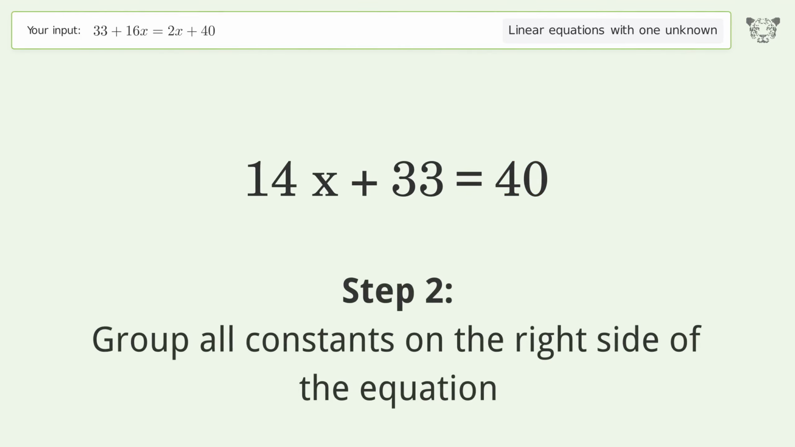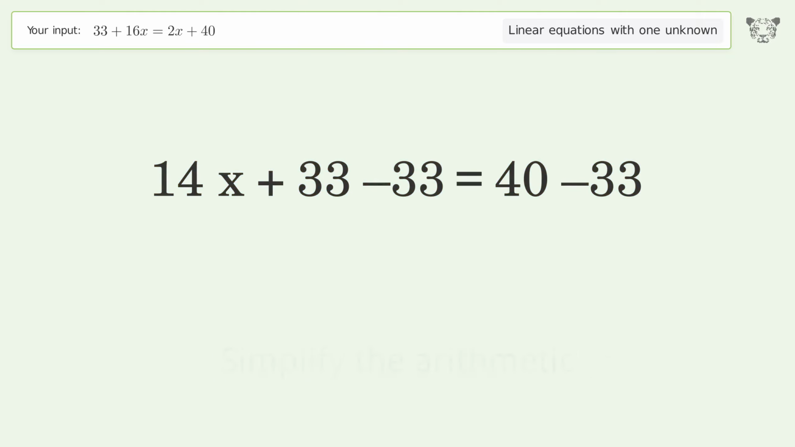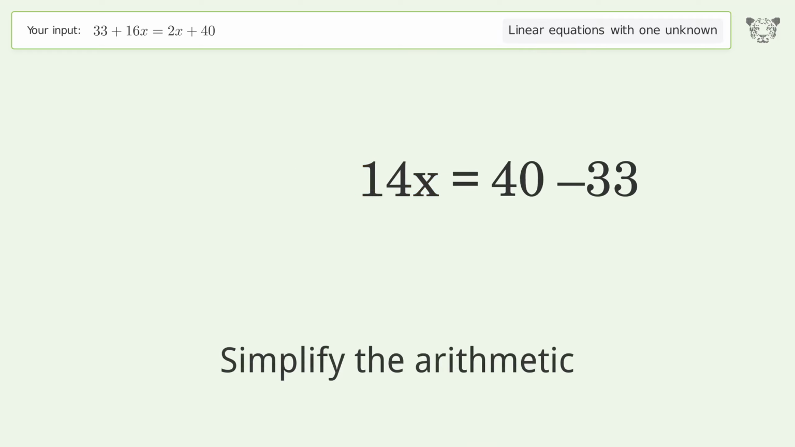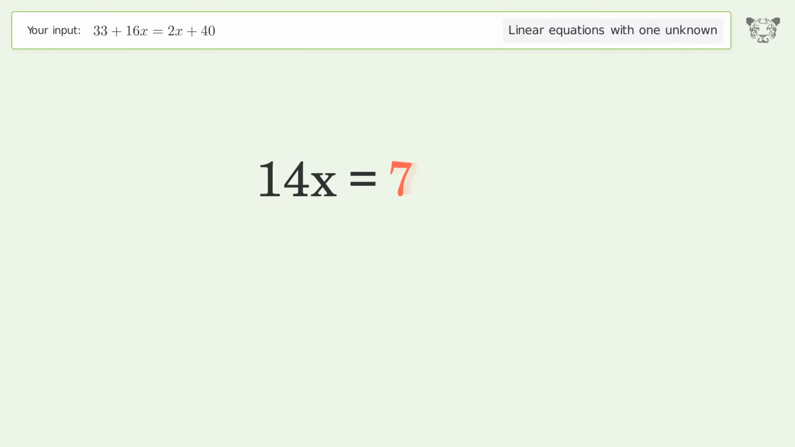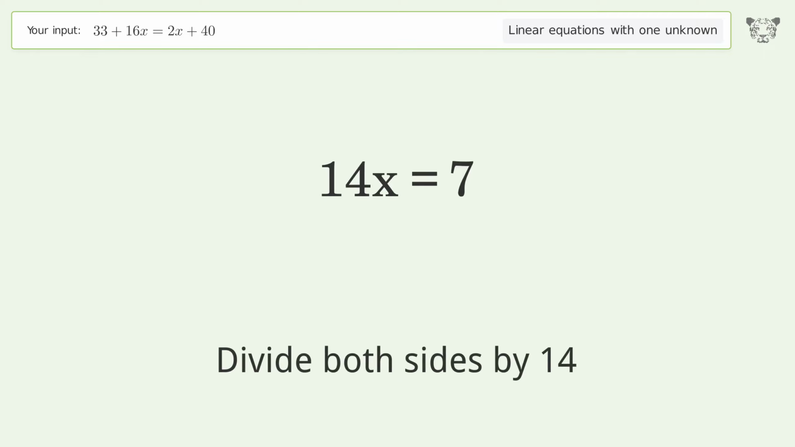Group all constants on the right side of the equation. Subtract 33 from both sides. Simplify the arithmetic. Isolate the x. Divide both sides by 14.